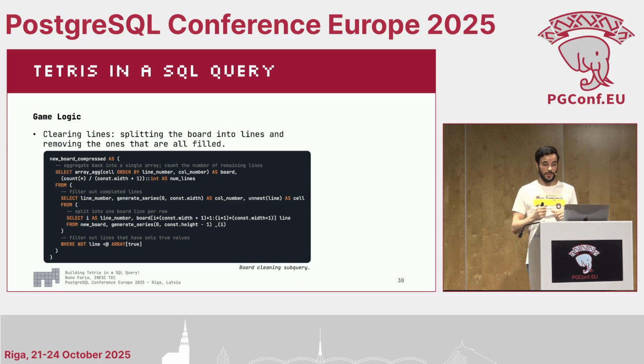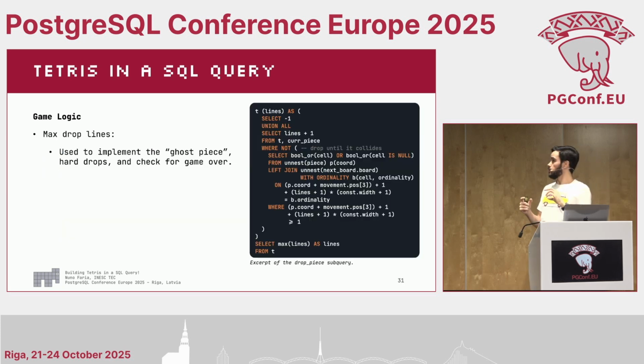After we drop a piece, we want it to clear 1 or more lines, and to do so, we take that one-dimensional array and we split it into the different lines, and then again we have SQL. We can filter out the lines which are completely filled, which is relatively simple to do.